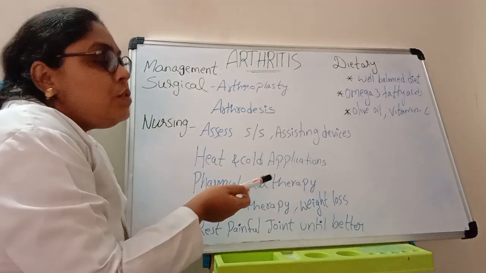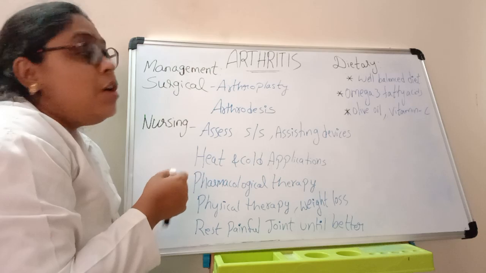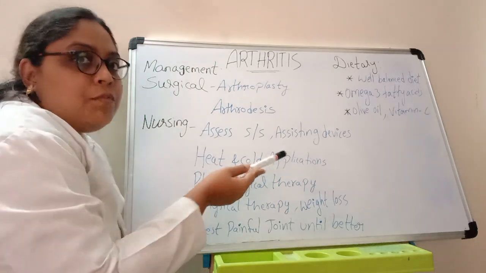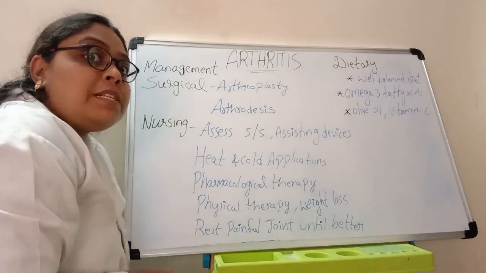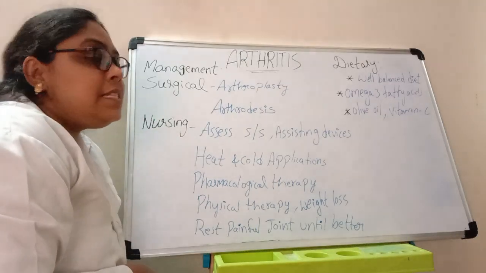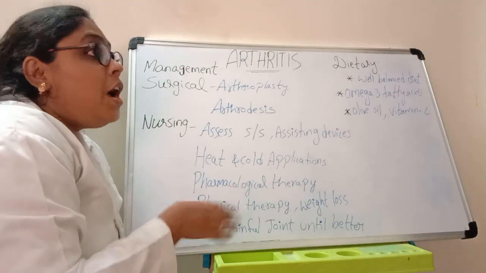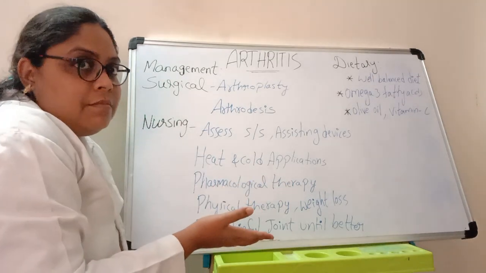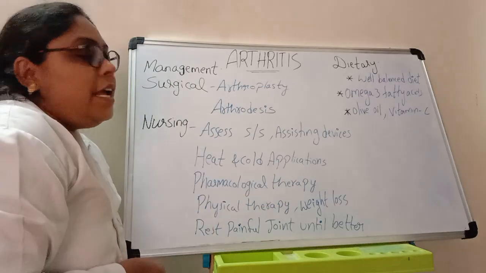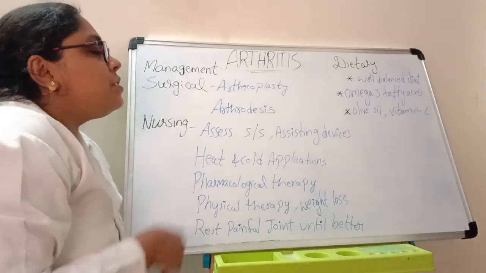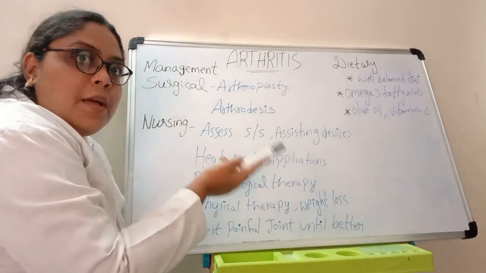And next, use of olive oil. This olive oil prevents the inflammation. So we have to educate them to use this olive oil. And also intake of vitamin C. This vitamin C is helpful for joint health. And also it produces collagen. So it is useful for healthy articular cartilage. So this is the dietary management we are giving for the arthritis patient.